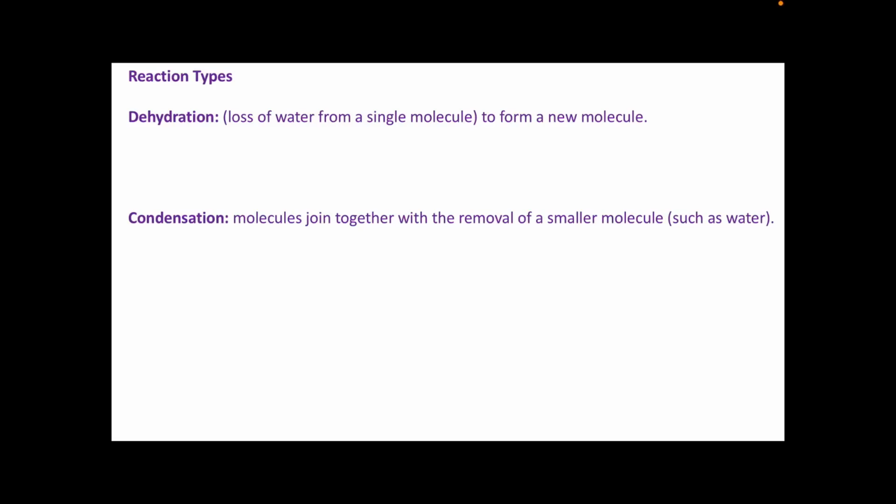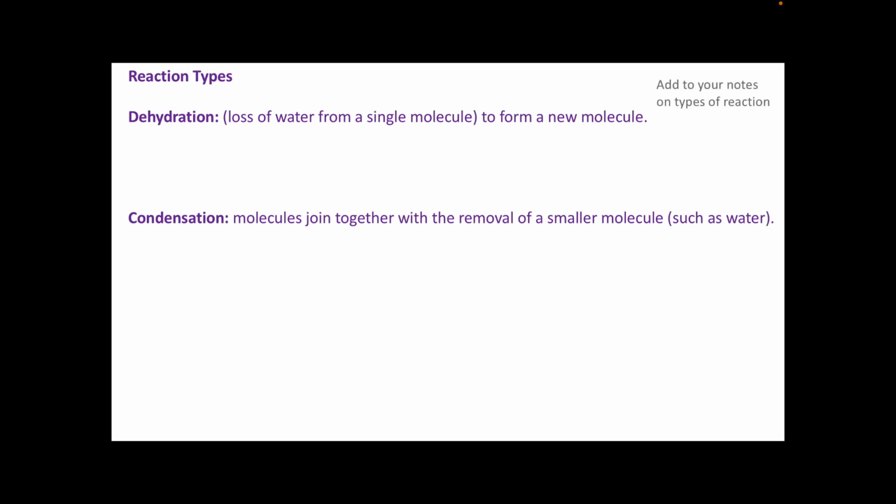In this video we're going to look at alkenes. Before we get onto that, I just want to talk to you about a couple of reaction types. Dehydration and condensation can be easy to get mixed up. Dehydration is when you have a single molecule and water is lost from it, whereas condensation is when molecules join together to make a bigger molecule, along with the removal of a small molecule, such as water.